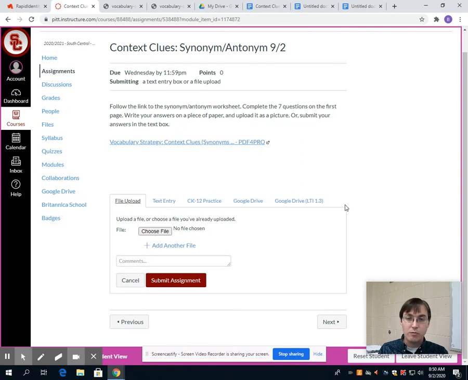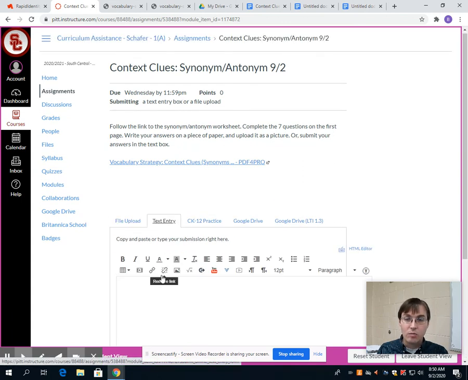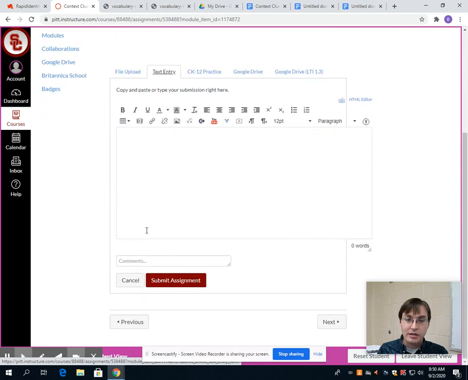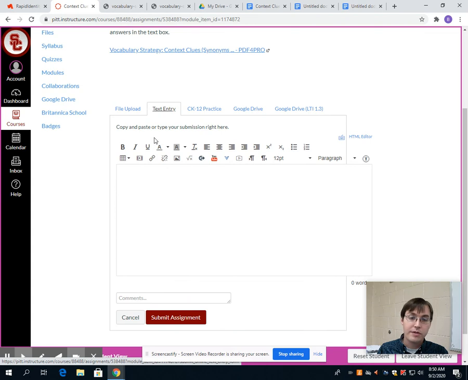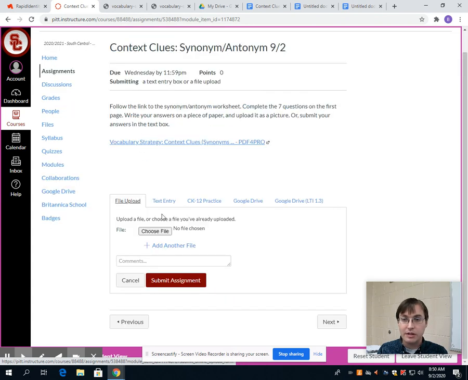You can submit it in one of two ways. You can either write your answers right here and then click submit, or you can write your answers down on a piece of paper, click file upload, and then choose to upload that file.